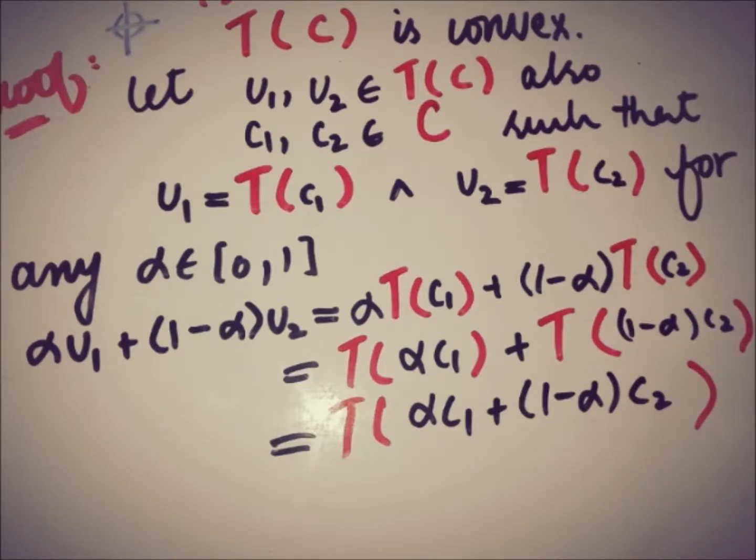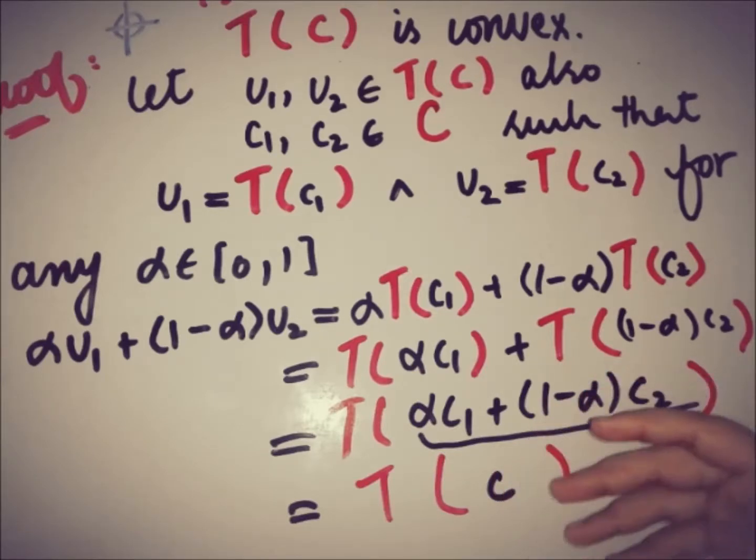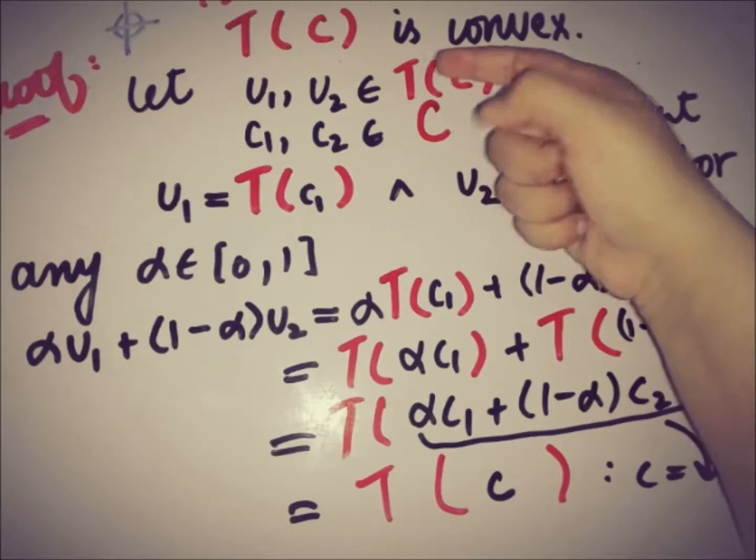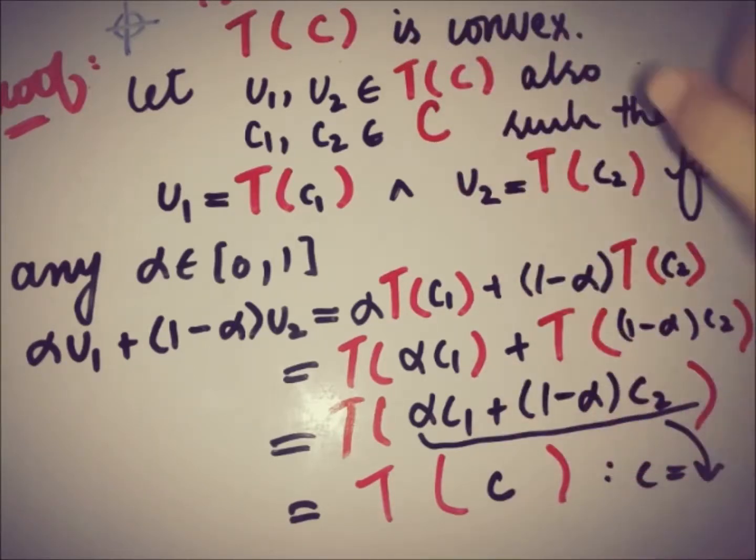So put C instead of all of these, and this is of course an element of T of capital C. So this proves that the transformation T of C is convex when T is taken from one linear space to another. So moving toward another example.